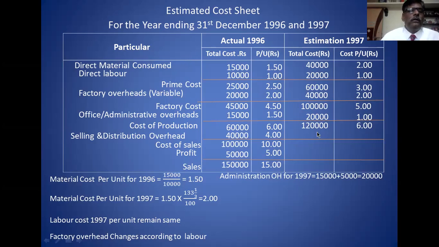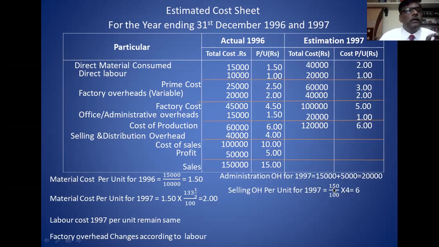Then selling and distribution overhead. Selling and distribution overhead for the year 1996 is 4 rupee. 4 rupee is the existing. Then that 4 rupee increases by 50%. There is a 50% increase. Therefore, for every 100 rupee, 50 rupees increase. Total will be 150. So you see here, 100 is the existing. The change will be 150.